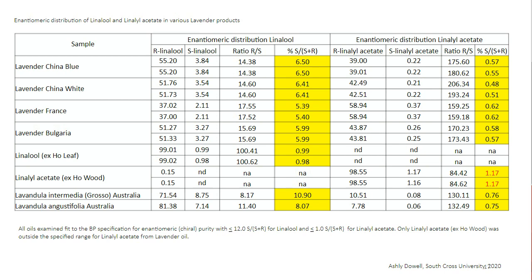All oil examples fit the BP specification for enantiomeric purity, with less than or equal to 12 D isomer for linalool and less than or equal to 1 for D-linalool acetate. Only linalool acetate from Exo was outside the specified range for linalool acetate from lavender oil. So if somebody adds this linalool acetate, it will increase D-linalool acetate. Like in the Exo wood, you are seeing D-linalool acetate is way higher than in the pure lavender oil.